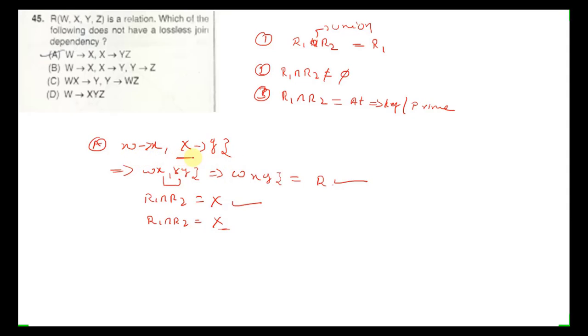See that X is determining YZ, so you can say that X is a prime attribute, the key attribute. So option A is a lossless join decomposition.